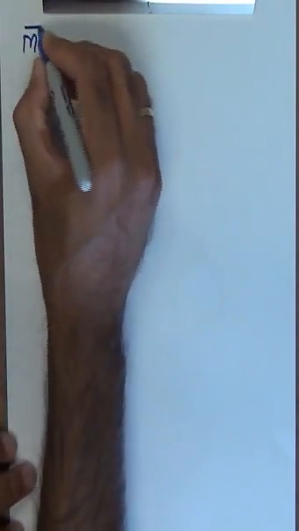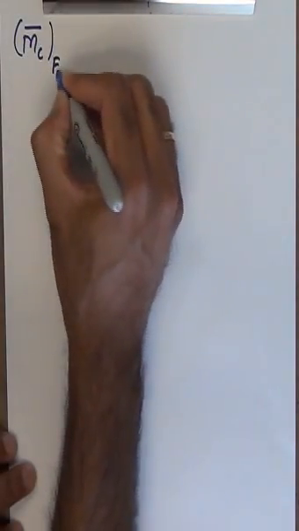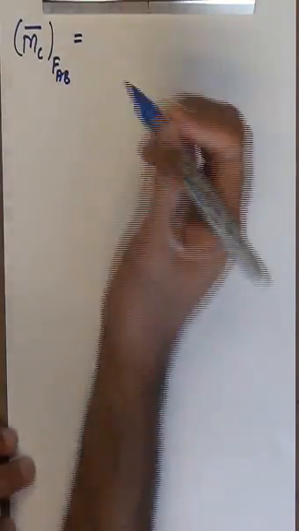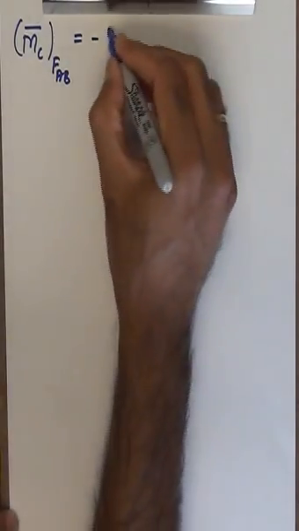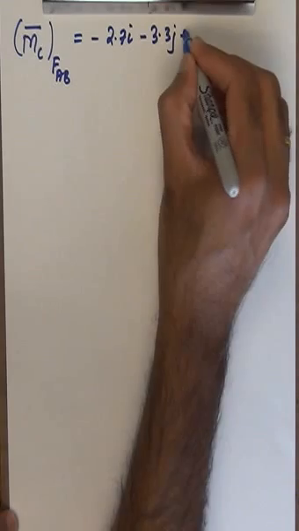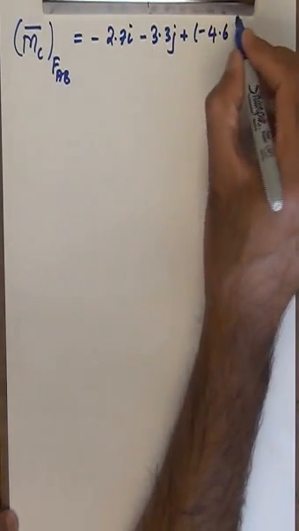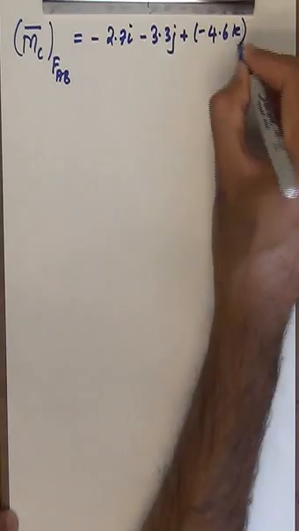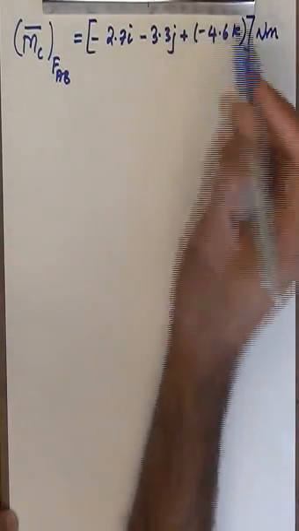Alright, I'm going to rewrite the moment that we just computed earlier on. So moment about the point C, due to the force FAB, we can lose the subscript on the force because there is only one force here causing a moment. So this is going to be minus 2.7i minus 3.3j minus 4.6k, so many Newton meters.